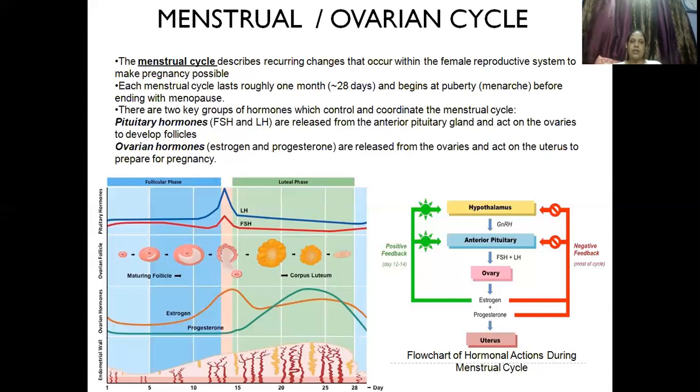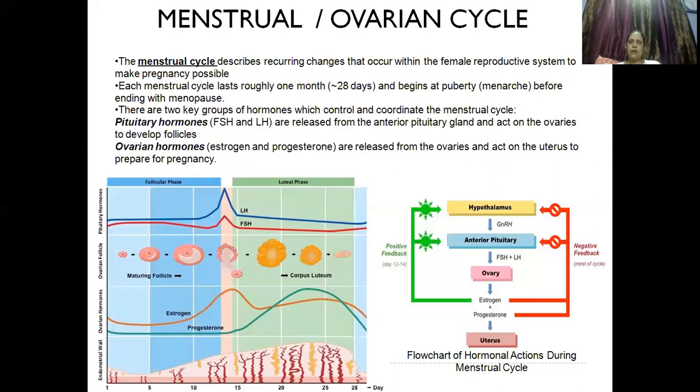Now here you can see the menstrual cycle describes the recurring changes that occur within the female reproductive system to make the pregnancy possible. That means if the pregnancy sets in, the menstrual cycle totally stops. Each menstrual cycle lasts roughly 1 month, that is 28 days, and begins at puberty, that is menarche, before ending with the menopause. The menopause, as I said, is the last part of the female reproductive system between the age of 45 to 55 years. And the menarche begins at the age of 13.